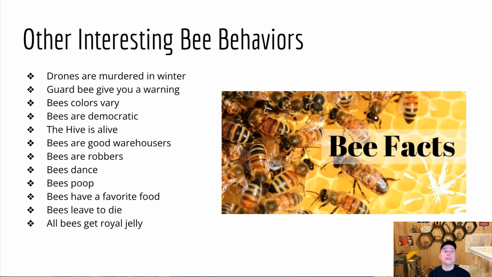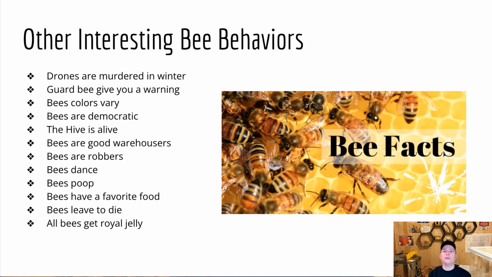Bees leave to die. So I think I mentioned this, maybe I didn't. The undertaker bees will take a dead bee out of a hive, but bees don't want to die inside their hive. They know instinctually that's going to be bad for the superorganism, the colony. So one of the last things they'll do is fly off into nature and die away from the hive, never to return. So kind of sad, but the ultimate sacrifice for the health of the colony.